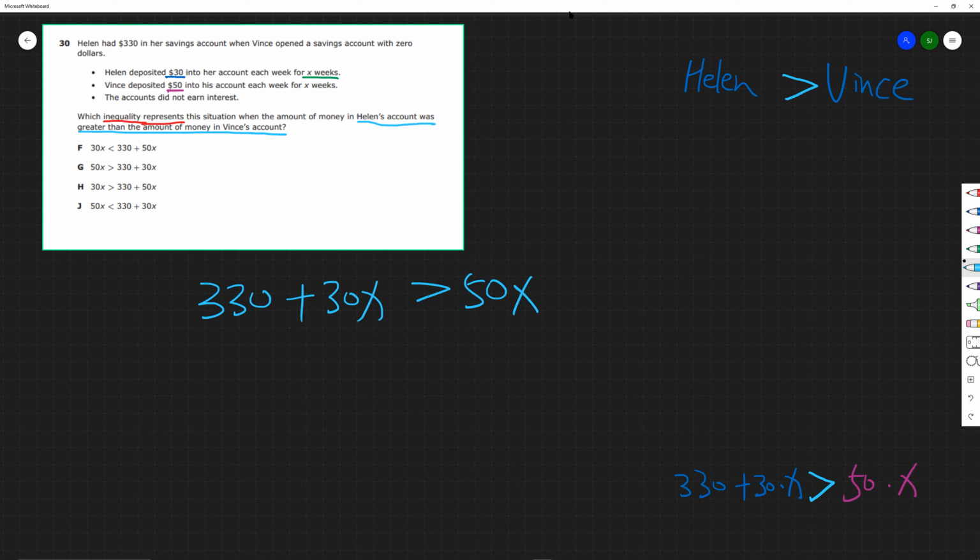We can check the options we have, and we can see J should be the answer, because this part, 330 plus 30x, is greater than 50x, and that also means 50x is less than the left side, 330 plus 30x. They mean the same thing. So that's J, and our answer should be J.